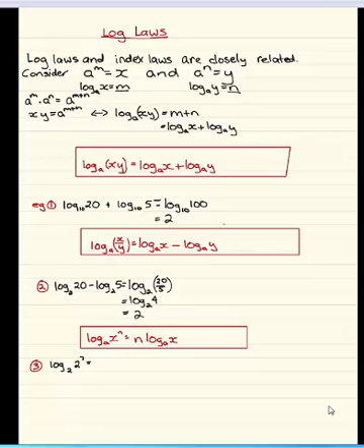Well, we have log base 2 of 10 to the power of 7. So this is equal to, you bring the index out the front, 7, and then we have log base 2 of 2. Okay, well, 2 to what power is equal to 2? That's 1. So this is 7 times 1. So this is just 7.